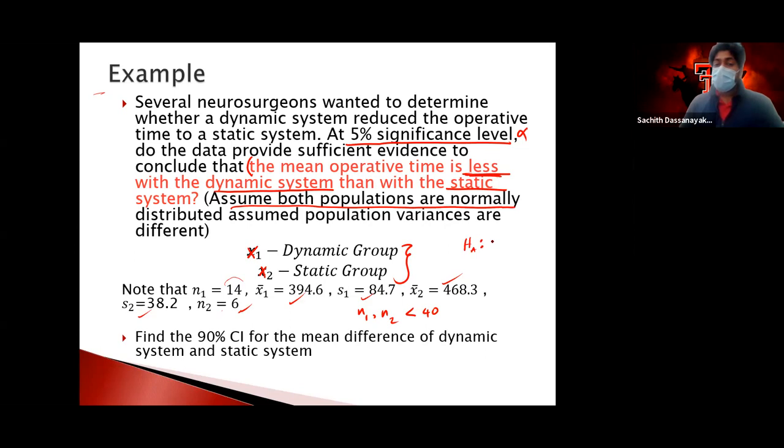What operative time is less with the dynamic system than the static system, which means mu1 less than mu2, right? Let me check. Yeah, okay. Operative time is less with the dynamic system than the static system. So it's going to be this. Then the second part, you need to find the confidence interval for 90%.